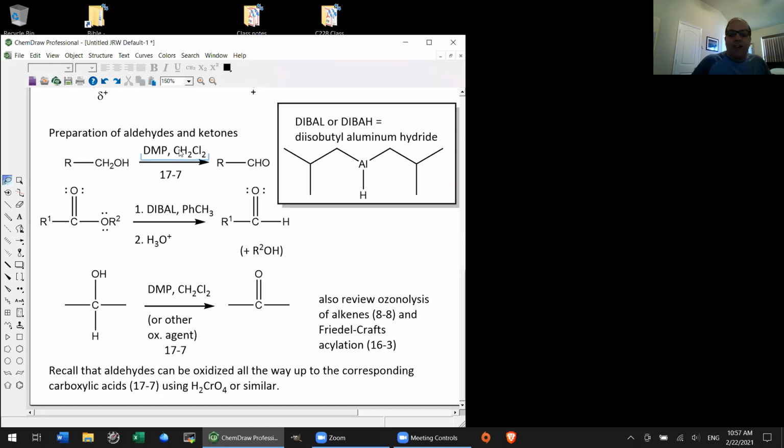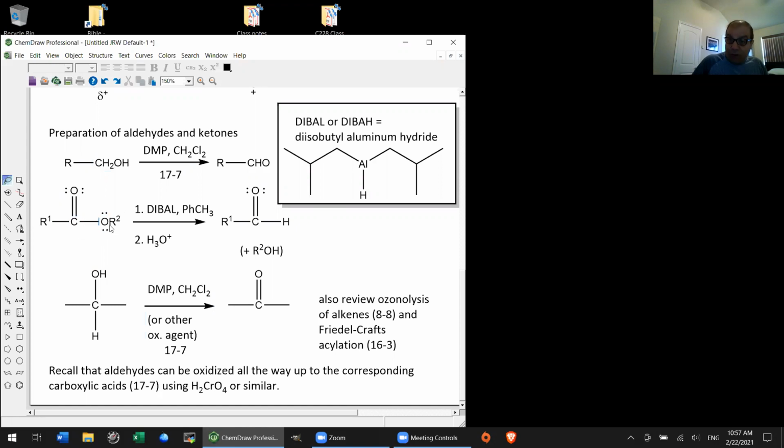Those two reagents are interchangeable. I don't really care which you use here, but that's covered back in chapter 17. So that's one way of making aldehydes that we already know. One way that we don't yet know, not exactly, is by a selective reduction of esters.